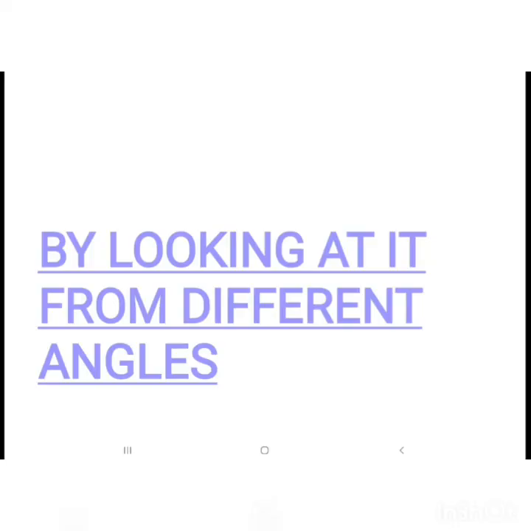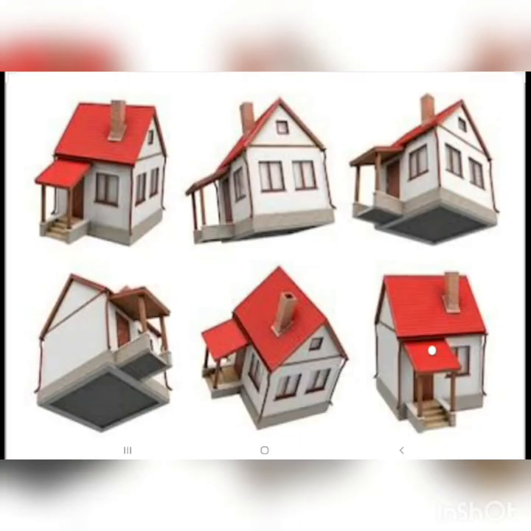Now the third one, by looking at it from different angles. What we all do is view an object differently. This is the front view, this is the side view of this home, and here we are looking from up, here from down, this is from the top, and this is the front view. That means we are viewing an object from different angles: front, back, side, opposite. Wherever we are viewing from, that will be the view of that solid.